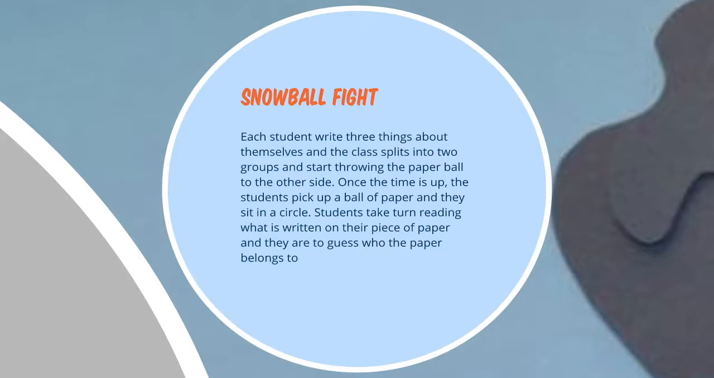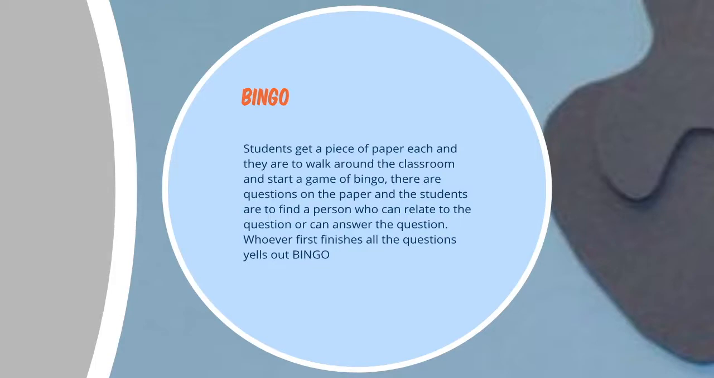Once the time is up, the students pick up a ball of paper near them and sit in a circle. Students take turns reading what is written on the piece of paper, and they are to guess who the paper belongs to. This allows them to get to know each other more. Whereas bingo is when students get a piece of paper each, and they walk around the classroom and start a game of bingo. There are questions on the paper, and the questions are to find a person who can relate to or answer the question. Whoever first finishes all the questions yells out bingo.